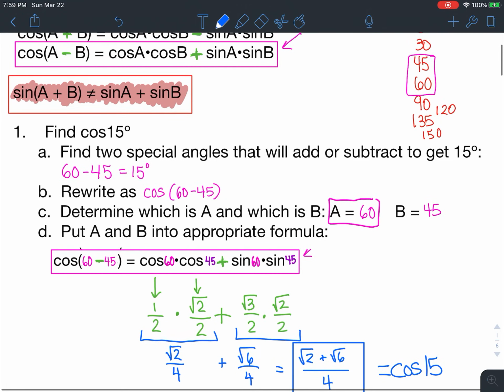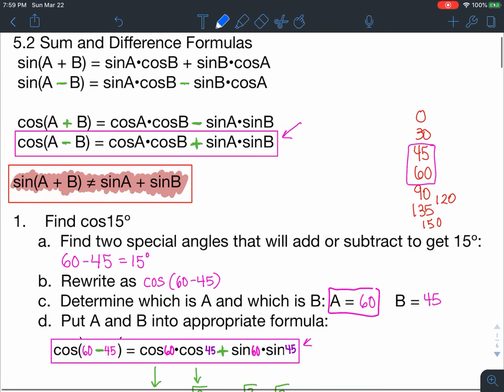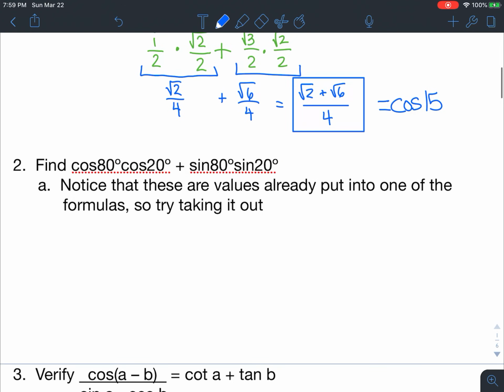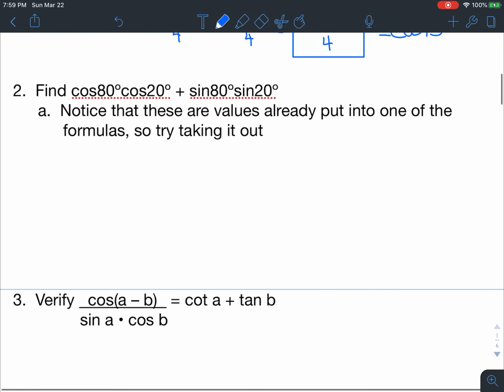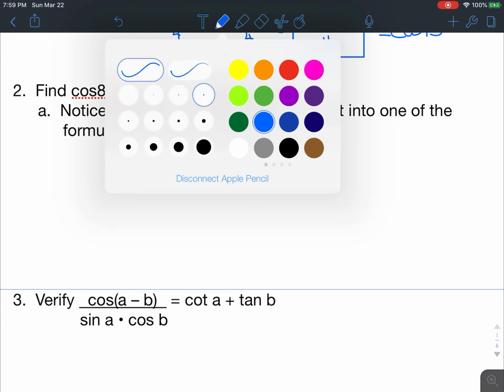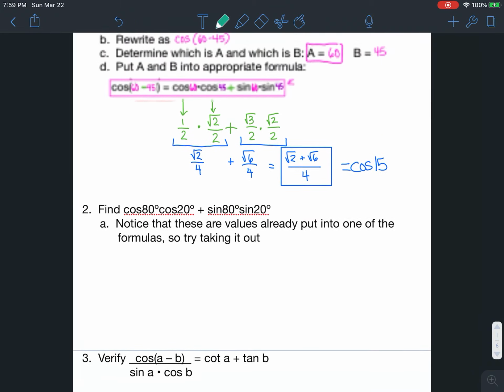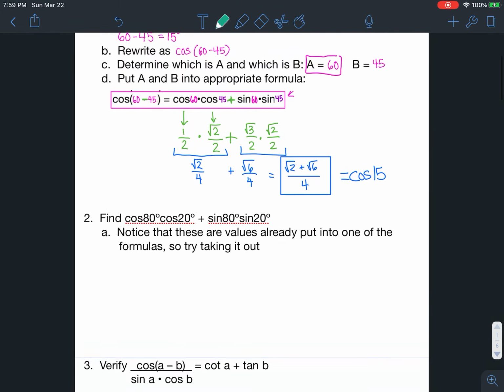So you need to apply this formula when you have an angle that you don't know the cosine or sine of, but that you can get from using other angles. Let's look at this one. This one looks totally different. I don't know the cosine of 80 or the cosine of 20, do you? But if you notice, this looks like somebody already took the numbers and put them into the formula. Doesn't it look like that? Look at this. Doesn't this look like that?